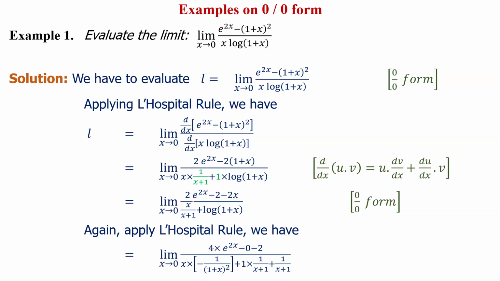In the denominator, if we differentiate it, again we apply the product rule. The first function is x and the second function is 1 upon (x + 1). The derivative of 1 upon (x + 1) is minus 1 upon (x + 1) whole squared, and again the derivative of x + 1 is 1. Plus, the derivative of x is 1 into 1 upon (1 + x). And the derivative of log(1 + x) is nothing but 1 upon (x + 1).